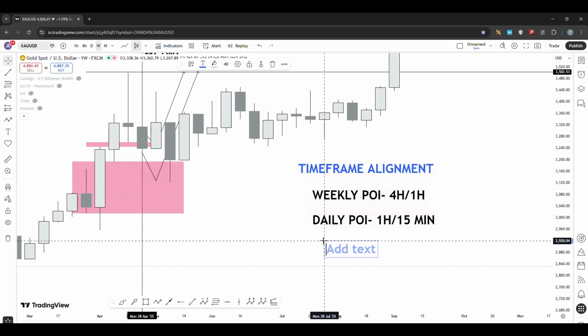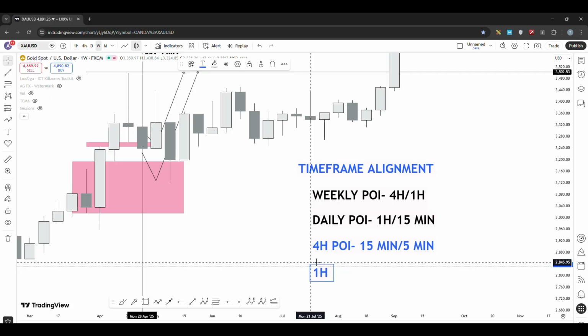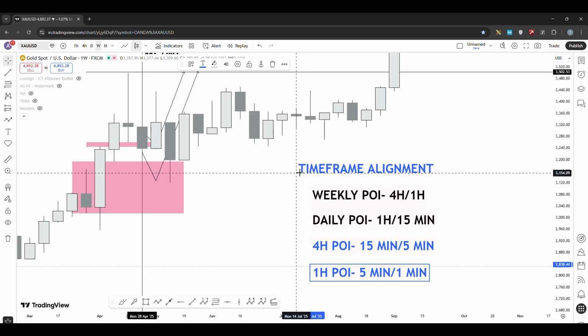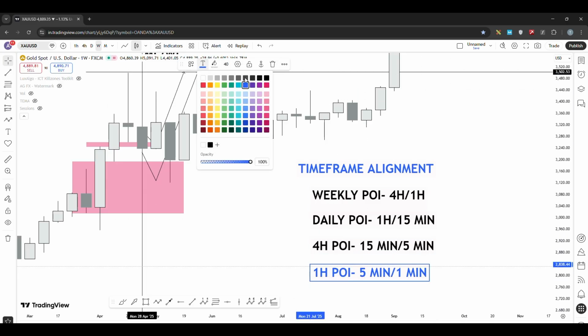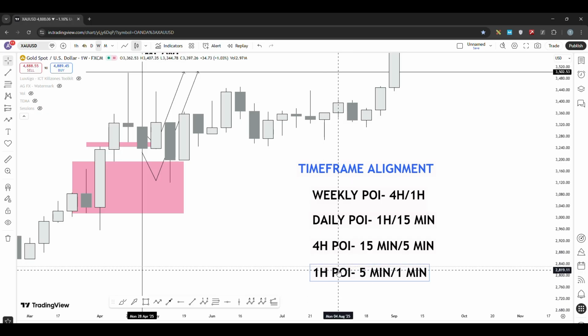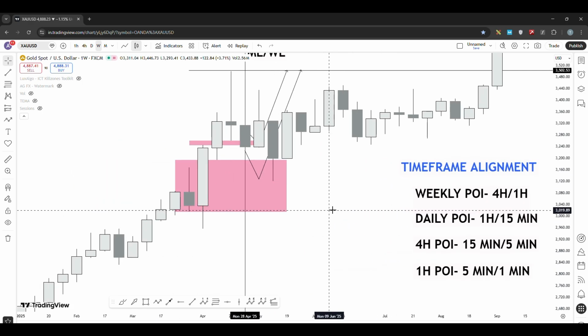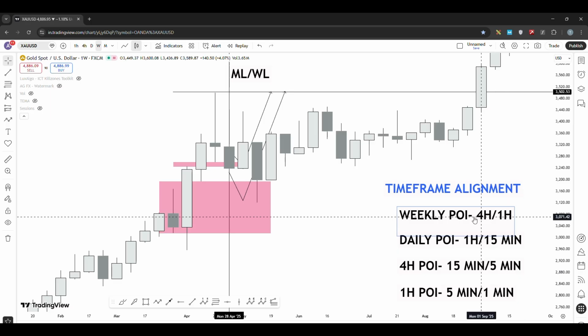Let's say if it's a 4-hour POI, you will go to 15 minutes, or you can go to 5. And let's say it's a 1-hour POI. In that case, you will go to 5 minutes, or you can go to 1 minute as well. Now keep this in mind. This is very, very important: you do not want to go below 1 hour to find your POI or liquidity. Now this will be your time frame alignment. Since this is a weekly POI, our time frame alignment will be 4-hour or 1 hour.